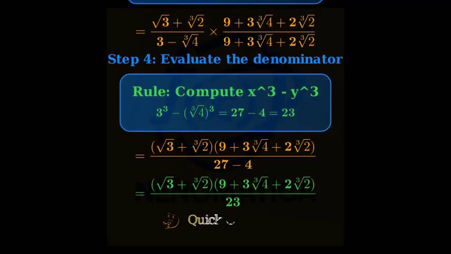Quick challenge. Could you have predicted that the magical factor would be 9 plus 3 times the cube root of 4 plus 2 times the cube root of 2?